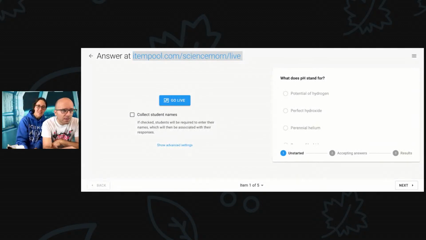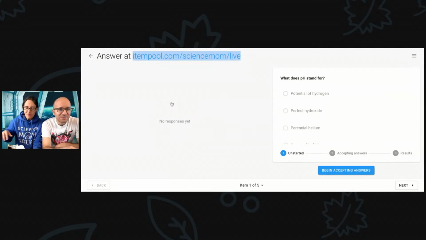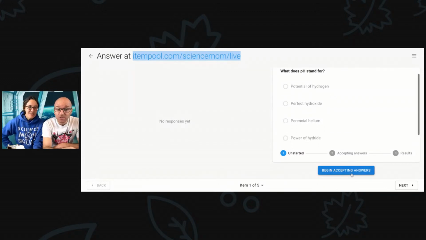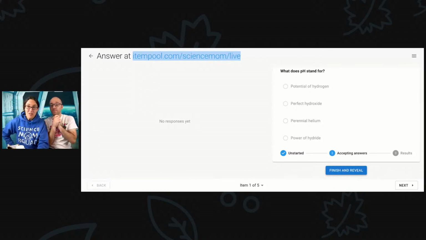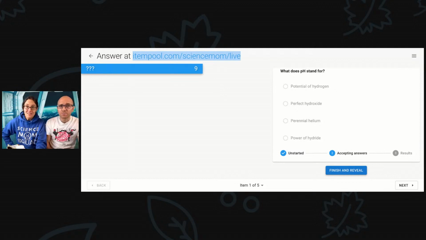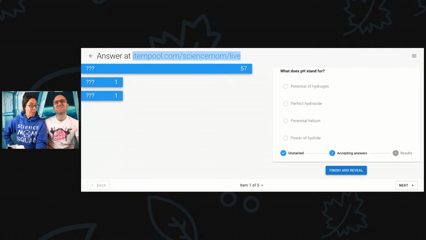All right. We are indeed showing the correct piece. Don't worry. It wasn't anything that had liquid in it. All right. Our first question, Science Mom. What does pH stand for? This is one of the most common questions that people ask when they learn about the pH scale. Is it potential of hydrogen, perfect hydroxide, perennial helium, power of hydride? Is it penguins and hogs? Or perfectly happy marmosets?